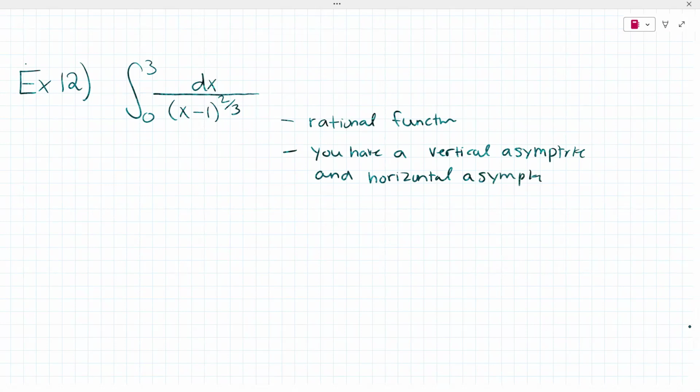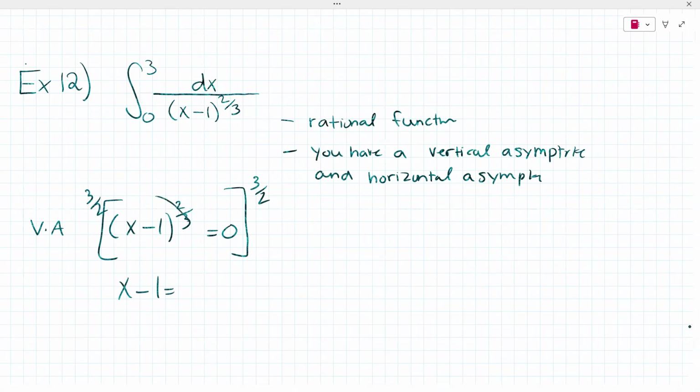So how do you find the vertical asymptote? You basically set the denominator to 0 and solve for x, right? So our denominator is (x minus 1) raised to the 2/3. You set that to 0, and then you try to solve for x. So what I would do next is get rid of the power of 2/3 by raising everything to the 3/2. It's x minus 1, these powers disappear, so you're left with 0 raised to the 3/2, which is 0, and then you add 1. So your vertical asymptote is at x equals 1. So you have a discontinuity there.